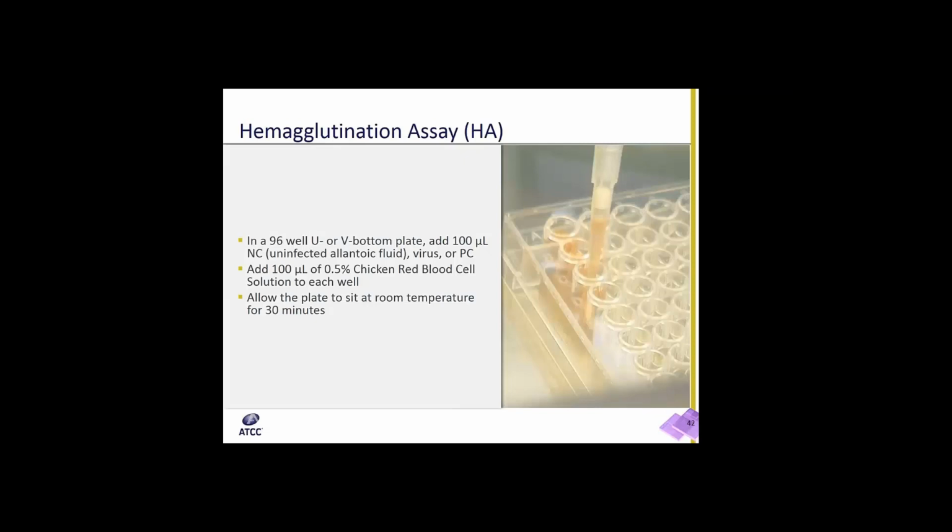The hemagglutination assay is to test for the presence of virus. In a 96-well U or V bottom plate, add 100 microliters of uninfected allantoic fluid that's harvested from your negative control eggs, or your virus, or a positive control, which can be any virus that's previously shown positive HA results. Add 100 microliters of 0.5% chicken red blood cell solution to each well, and allow the plate to sit at room temperature for 30 minutes.